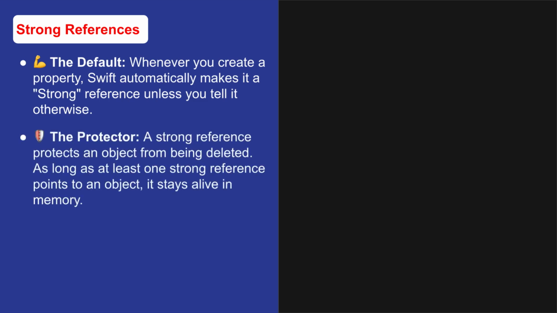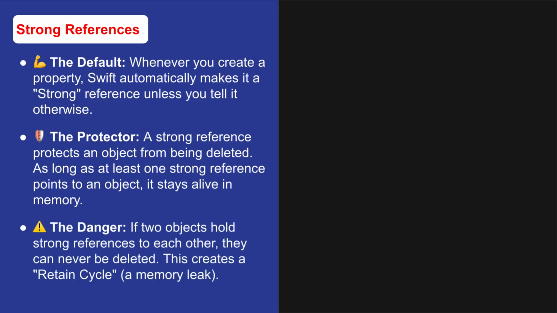You can think of a strong reference as a protector. Its only job is to protect an object from being deleted. As long as there is at least one strong reference pointing to an object, that object stays alive in memory. However, there is a danger. If two objects hold strong references to each other, they get trapped and can never be deleted. This creates a nasty memory leak known as a retain cycle.